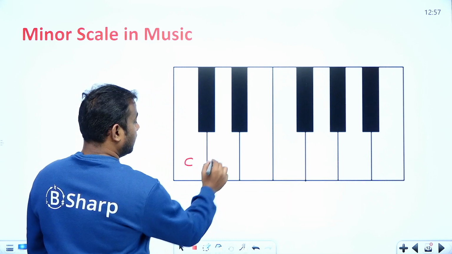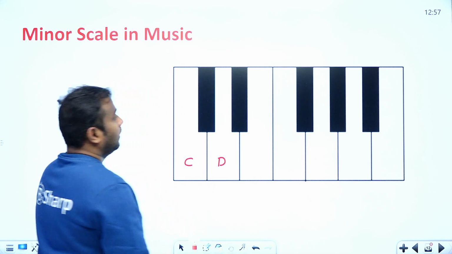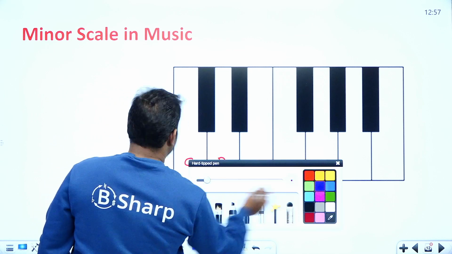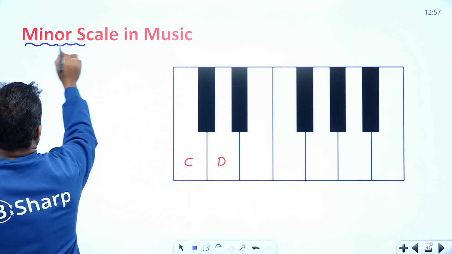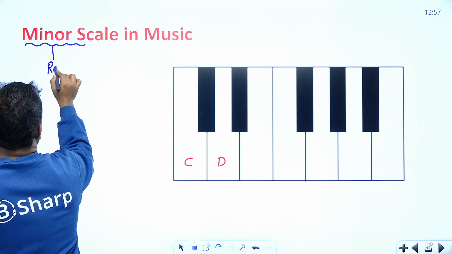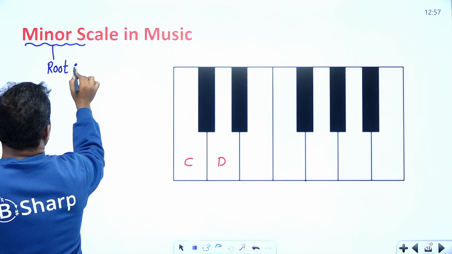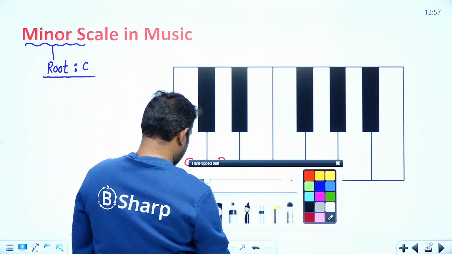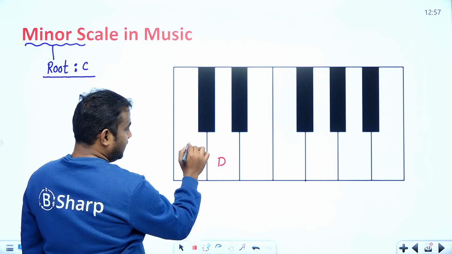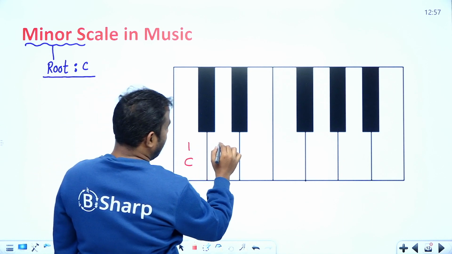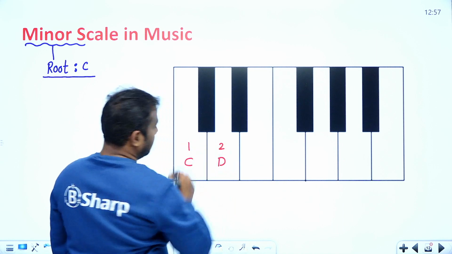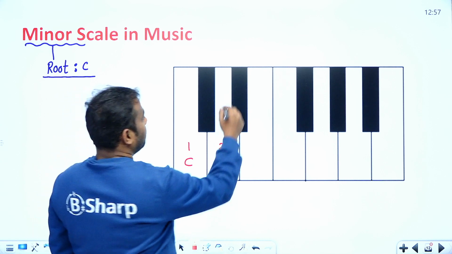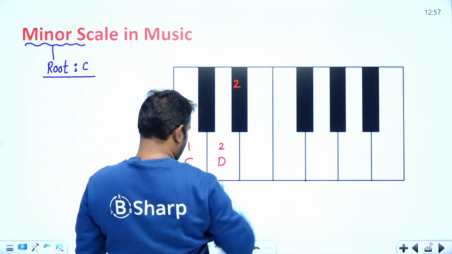In the case of a minor scale, we are going to consider this as the reference scale. For the minor scale, I'm going to consider the root as C. C is the first key, and D is the second key, and the third key is not going to be E. Instead, it is going to be in the form of a 2 sharp.